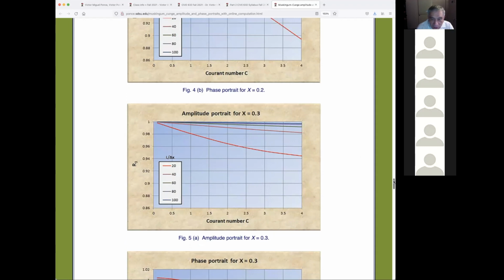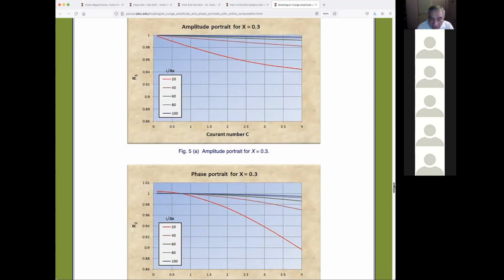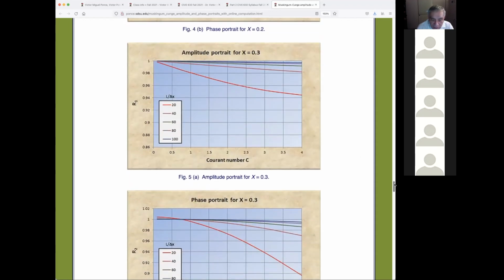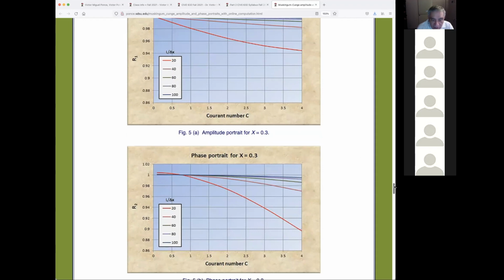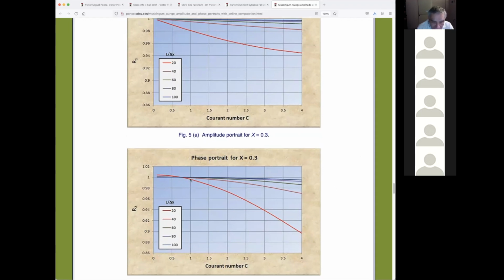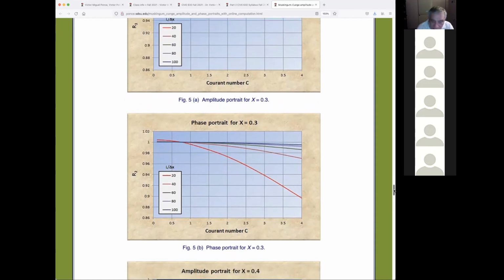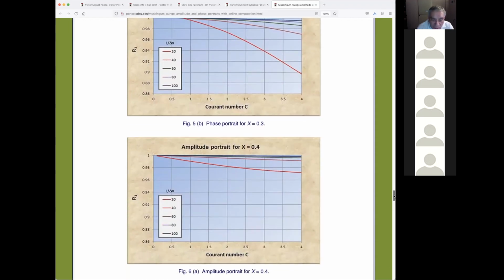Then the phase portrait gets even better. Now for x equal 3, now the phase portrait is even better. Look at that phase portrait. For high resolution, it is almost at 1. Actually, I wouldn't even say that it has already crossed, or it may be just at 1. For practical purposes, it's already at 1.